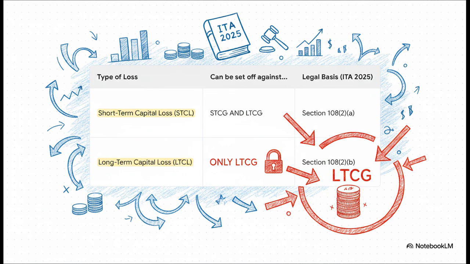Okay, now this slide right here, this is probably the most important slide in this entire explainer. Getting this wrong is a very common and very costly mistake. A short-term capital loss is super flexible. You can use it to set off against any capital gain, whether it's short-term or long-term. But look at the long-term capital loss. That word only is absolute. It is strictly ring-fenced. A long-term loss can only be used against a long-term capital gain. That's it. Understanding this distinction is absolutely key to proper tax planning.